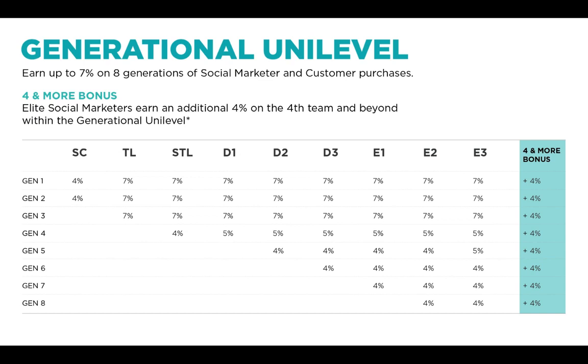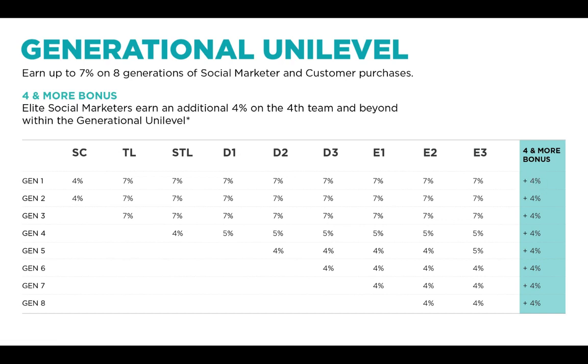Once you become an Elite 1, the company actually gives you access to a second bonus. It's called the 4 and More bonus. Here's what's so dynamic about this. The 4 and More bonus allows you to earn an additional 4% commission on all of that line. So on that 4th line, that 5th line, that 6th line, that 7th line, those different teams that you build, you won't earn just 4 to 7%. You'll actually earn 8 to 11% because you're going to earn an additional 4%.